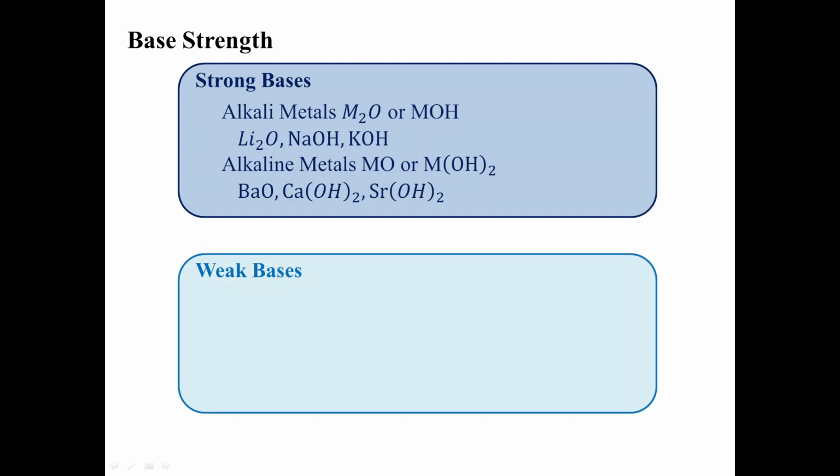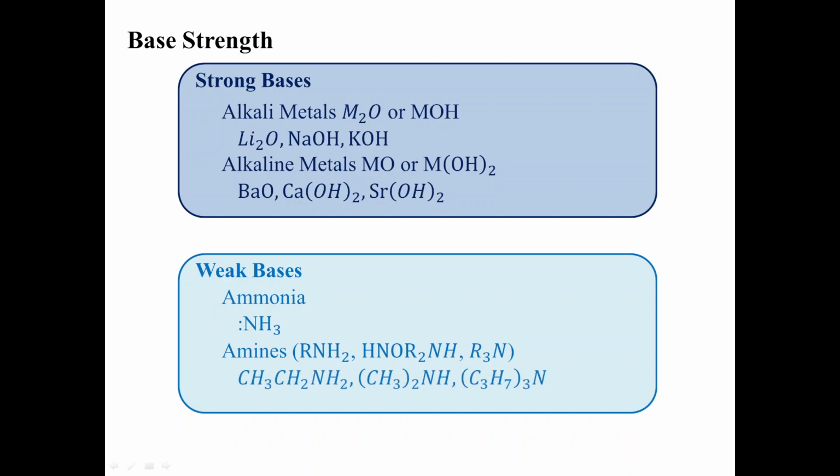Now for weak bases, it's a little bit more limited. Basically, it's anything that has a nitrogen on it. Now there's a lot of other weak bases, but these are some general rules where they will always be that. So we have ammonia, which is just NH3, and then we also have any amine. So it's basically a nitrogen attached to other things. So it'd be something like CH3CH2NH2, (CH3)2NH, and (C3H7)3N.